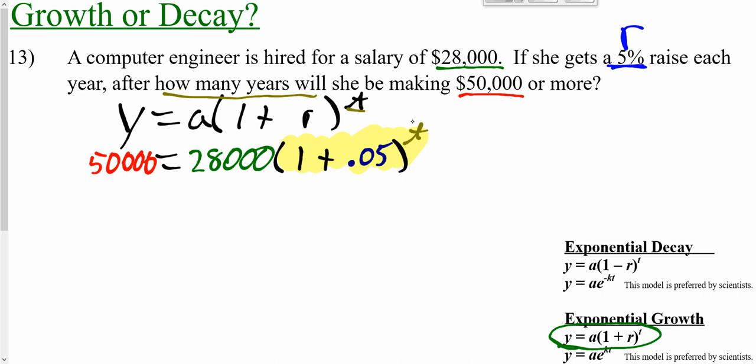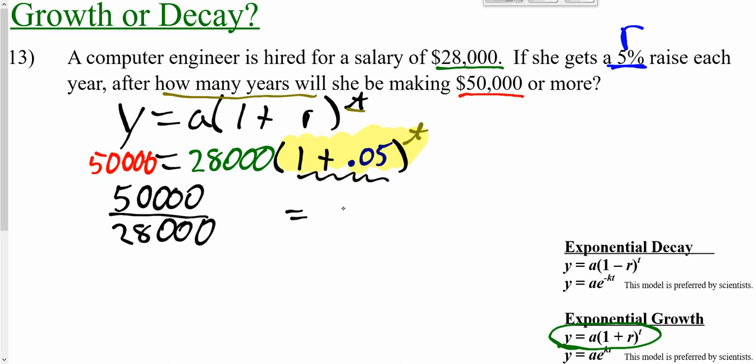So we'd have to get rid of that 28,000. Right now it's being multiplied, so we'd have to go ahead and do a little bit of division. Now it's 50,000 divided by 28,000 equals, and this right here, I'm going to just do that in my head. I know if I add 1, it's just going to be this.